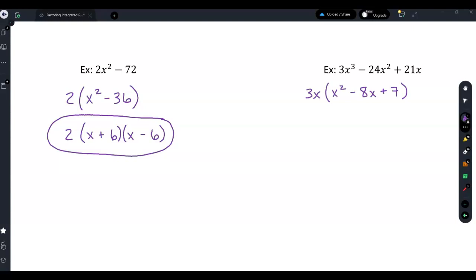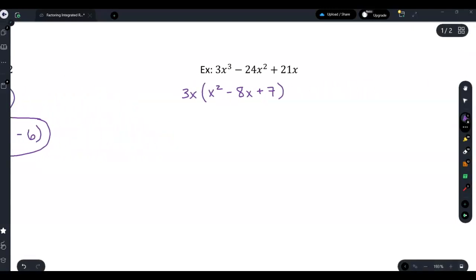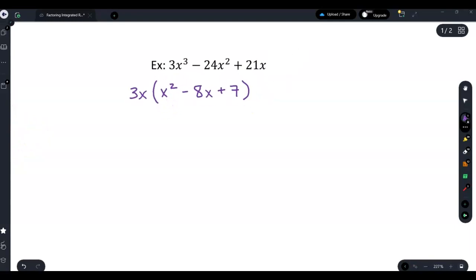So I need to check each factor here. Now, 3x, that's a monomial, so it's not going to factor, right? But then x squared minus 8x plus 7, that is a trinomial, so it is likely that that may factor using the AC method. So I'm going to go ahead and go through this using the AC method.